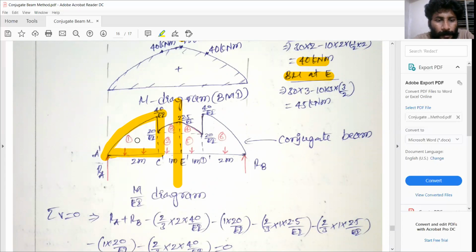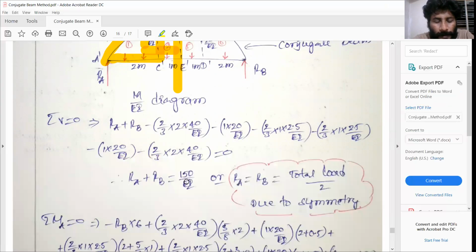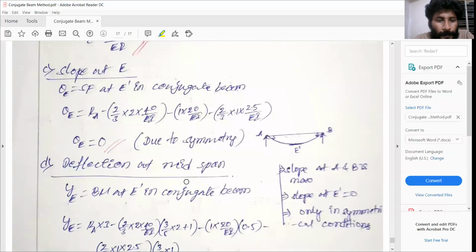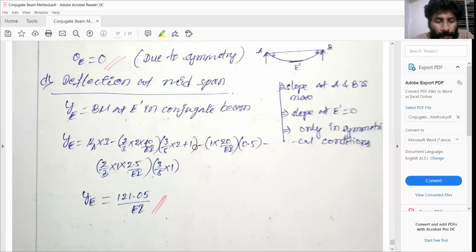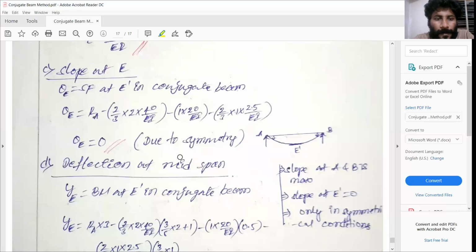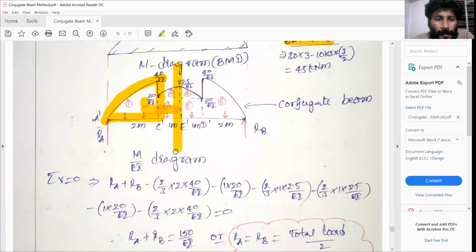The area of this parabolic is equal to the load, and the centroid will be somewhere here. The distance from the centroid to here is 3 by 8 times of 2, plus 1 meter. That's shown here. Again minus 1 into 20 by EI into 0.5, this one. Here you can see the small rectangular is there, so 1 into 20 by EI. From here to here the distance is 0.5 meter.